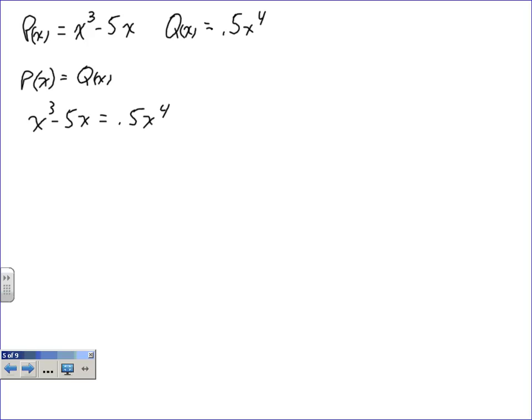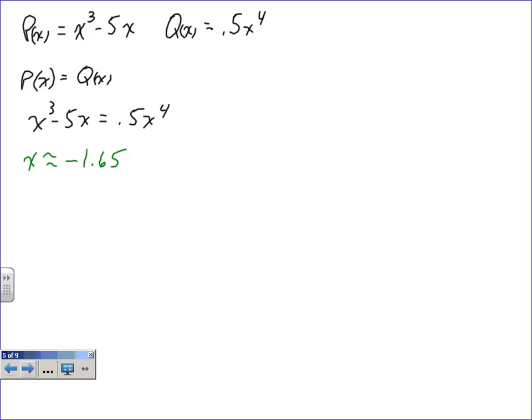Go to your trace function. Put your cursor as close as you can to where they cross. And hit second trace. Scroll down to intersect. They're asking you for the first curve, you hit enter. They're asking you for the second curve, hit enter. They're asking you to guess, hit enter. And that's where they cross at negative 1.65. I want you to round to the nearest hundredth.